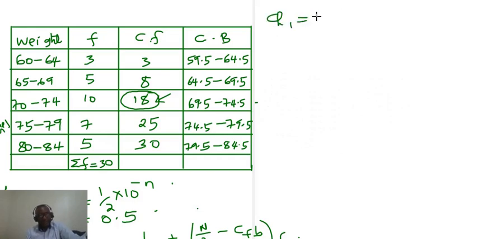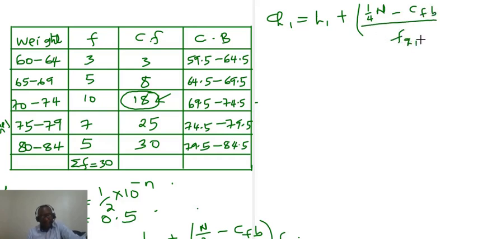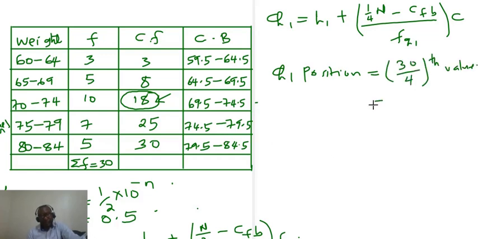This is given by the formula. You can just use L1, knowing that this will be the lower class boundary of the lower quartile class, plus a quarter minus cumulative frequency before, all over frequency of the lower quartile class, times C. That C is the class width of the lower quartile class. So it starts from here. We start with the Q1 position. This is going to be 30 all over 4, and this gives us 7.5 value.